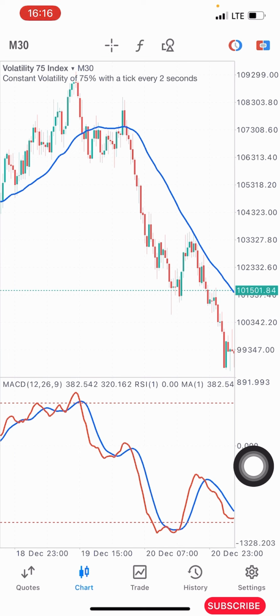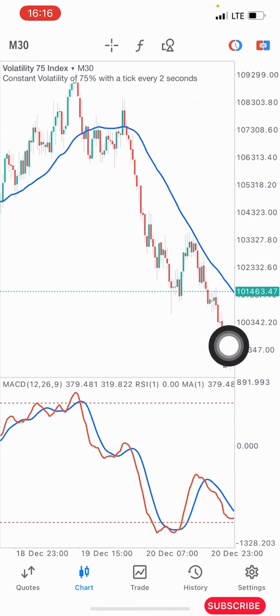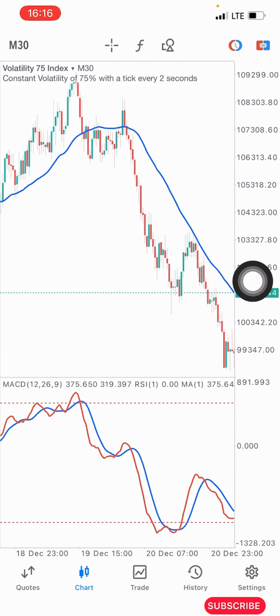That is all you need to know about the settings. If you have done everything correctly, you are going to have a screen like this one here.